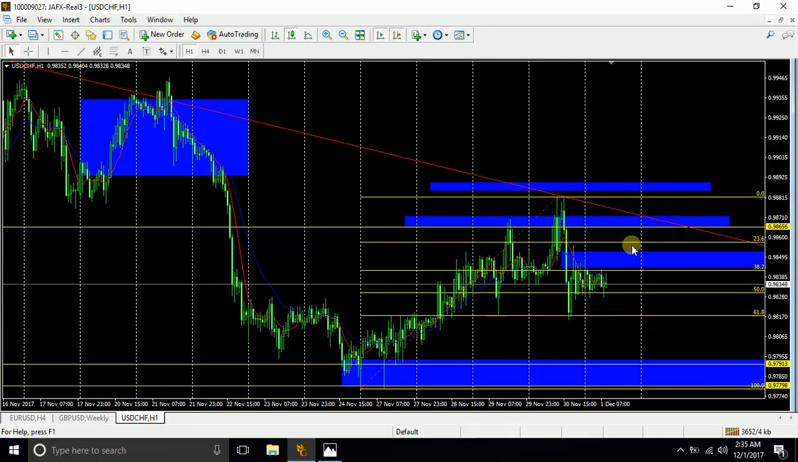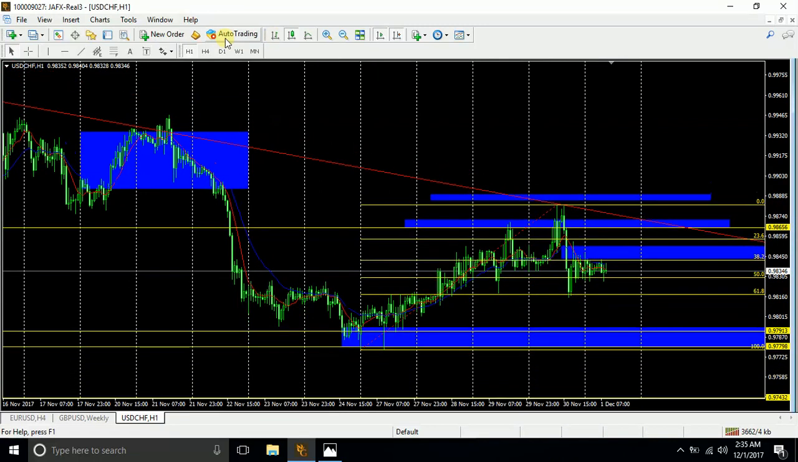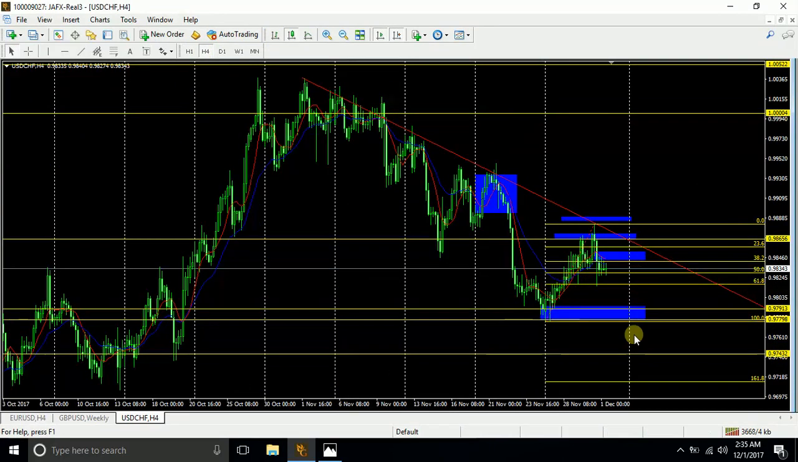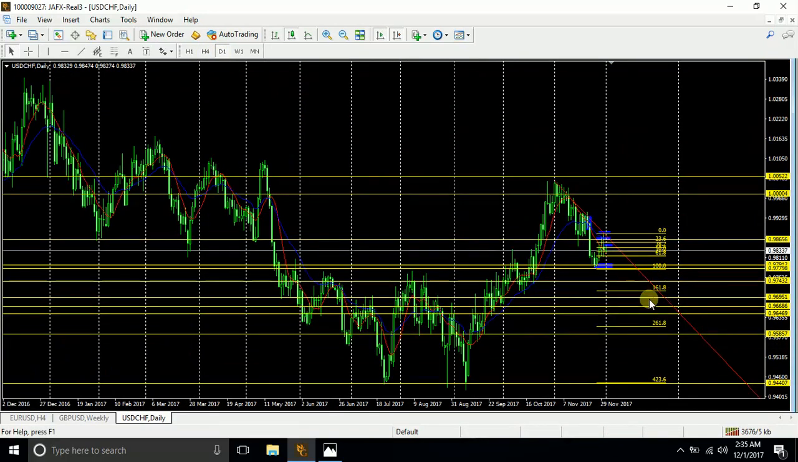Okay, now if we were continuing up, we would look for a reversal at the 31, 38, the 50, or the 61. If we breach these levels, we're going to the 100, the 61.8, or beyond.